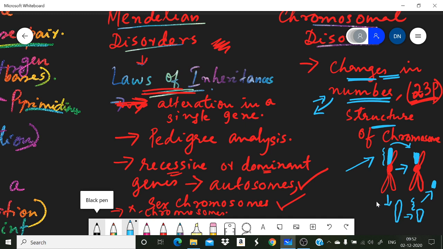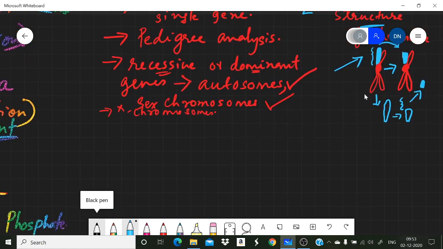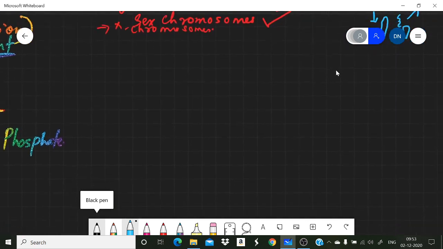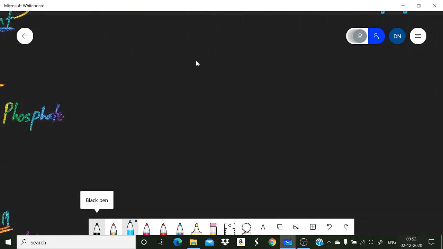Examples for chromosomal disorders. The chromosomal disorders are of autosomal disorders and sex chromosomal disorders. It may affect the autosomes as well as the sex chromosomes. So first we will study about the autosomal chromosomal disorders.